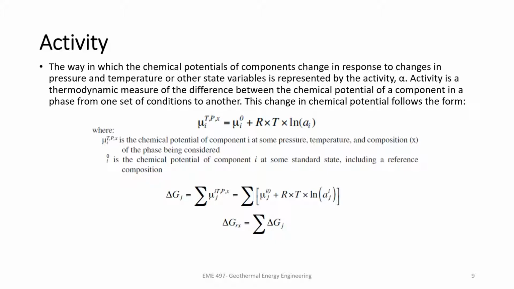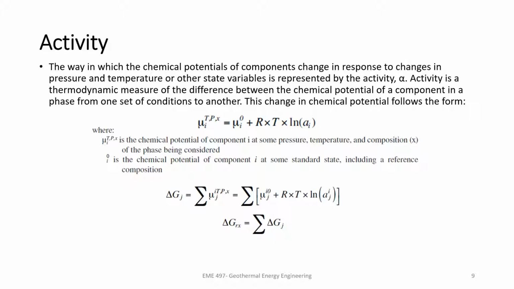The change in chemical potential follows the form where the first term, mu raised to T, P, x, is the chemical potential of the component i at some pressure, temperature, and composition x of the phase being considered. Mu naught is the chemical potential of component i at some standard state, including a reference composition.